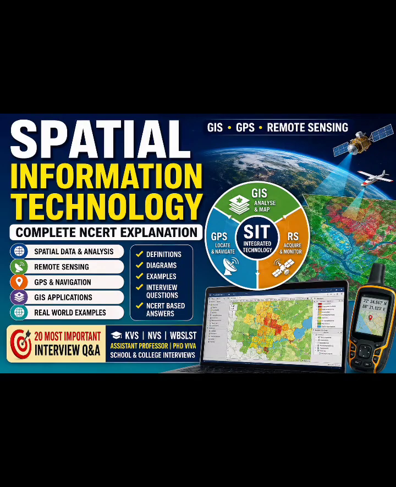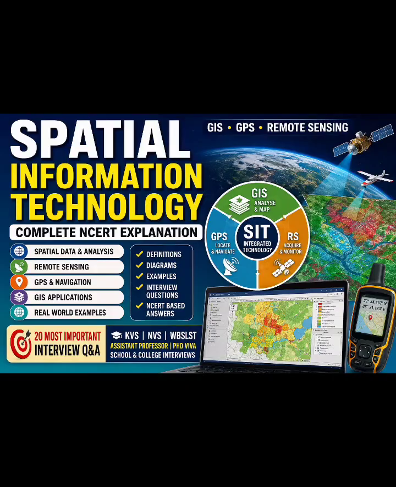Next question, what is remote sensing and how is it related to GIS? So remote sensing is the science of acquiring information about the Earth's surface without direct physical contact using sensors mounted on satellites or aircraft. GIS and remote sensing are complementary technologies. Remote sensing provides up-to-date spatial data while GIS stores, analyzes and presents that information for decision making.